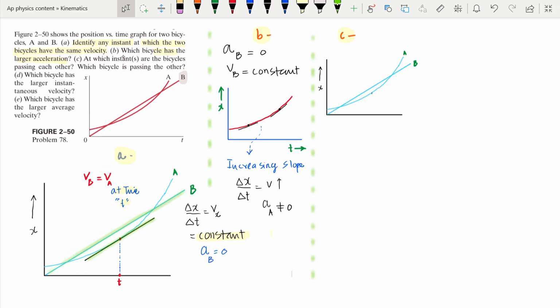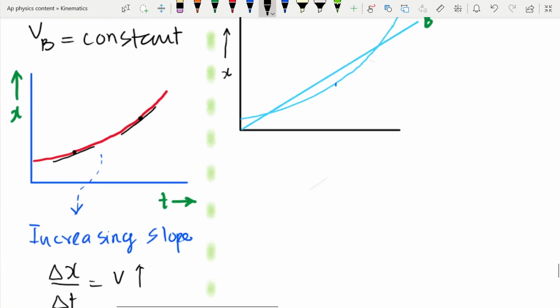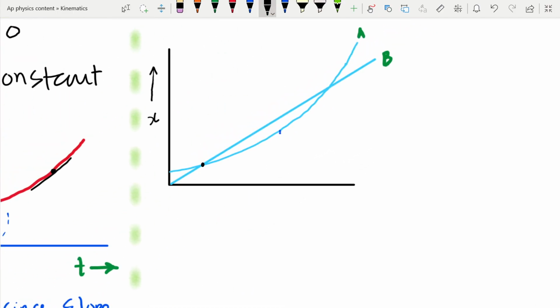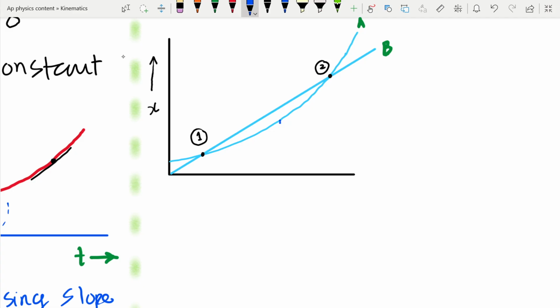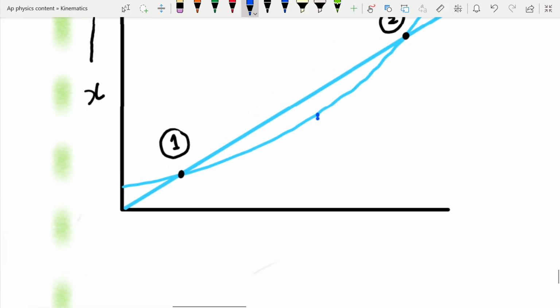Okay, so now the third question is: at what instant or instants are the bicycles passing each other, and which bicycle is passing the other? Okay, now to answer this question we have to take a deep dive into this graph. Let us consider these are the two points where the graphs are intersecting. This is point 1, the first instant, and this is the second instant. Now you have to carefully see that the velocity of B is not changing. It's constant because the graph is a proportional line. But look at A.